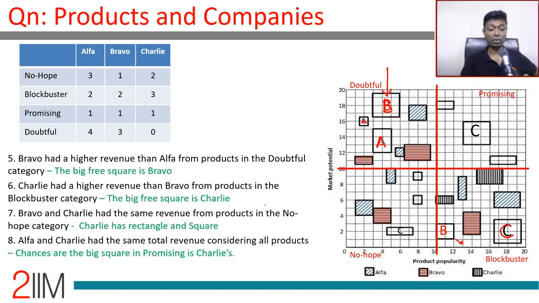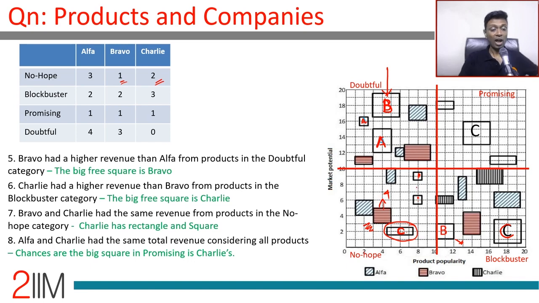Bravo and Charlie had the same revenue from products in the no hope category. In no hope, Bravo has 1, Charlie had 2. And so this is Bravo's, where we can say the area is roughly 4 squares. Charlie has to have area equal to 4 of these small squares. Each of these is 1, 1. This looks to be 3. So it is this 3 plus 1 of these 2. So the big rectangular blob, which is about 3 square units in area, that is Charlie, definitely. One of the other 2 is Charlie. Which one we do not know. Maybe that's not important, but one of those 2 is Charlie. The remaining has to be Alpha.